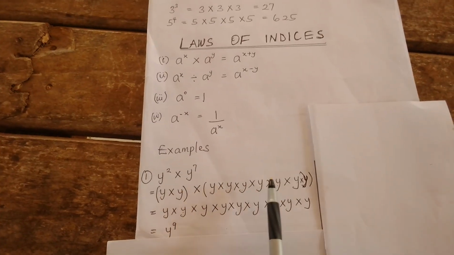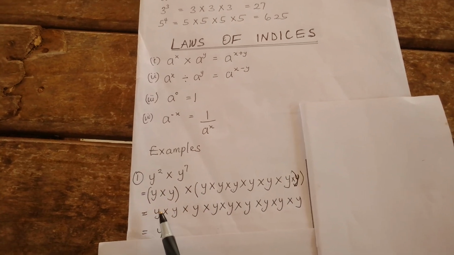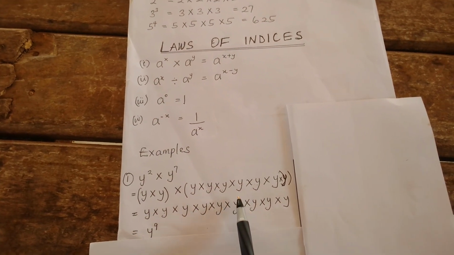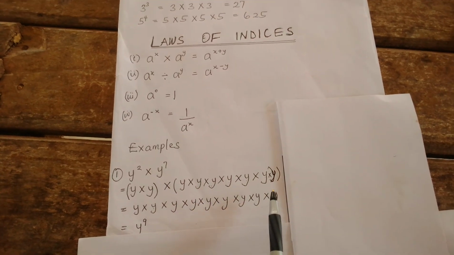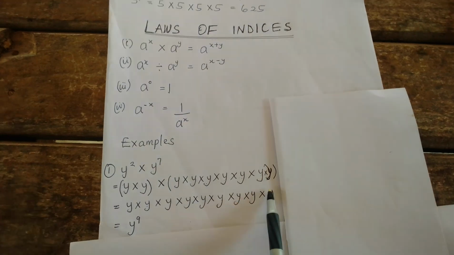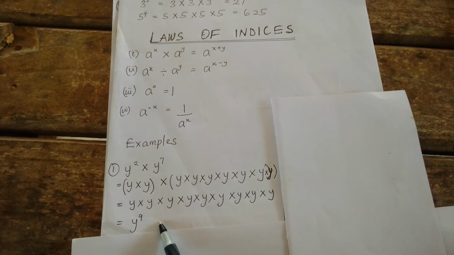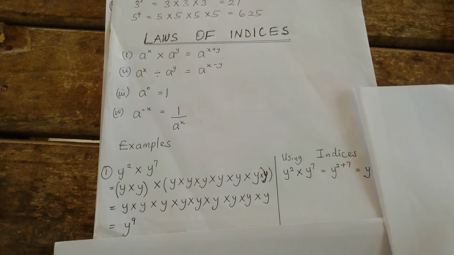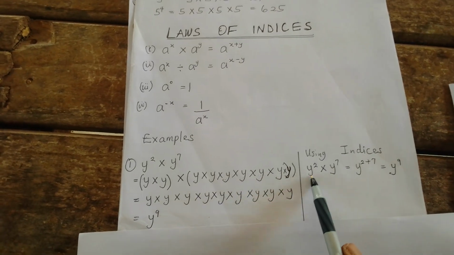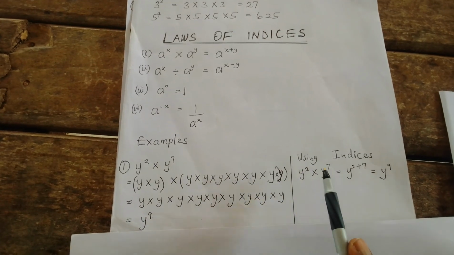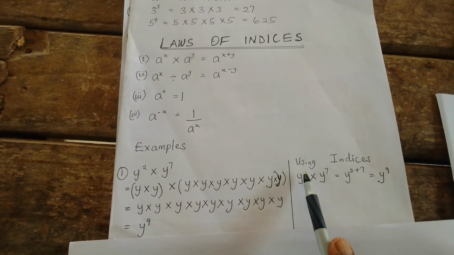Now, if you open the brackets, you realize that this is y times y times y times y times y times y times y times y times y, and y will be in how many places now? That is 9 places. Y raised power 9. Now, if you want to apply the law of indices, which says that whenever we are having multiplication in indices, since we are having the same constant number, what you have to do is what?